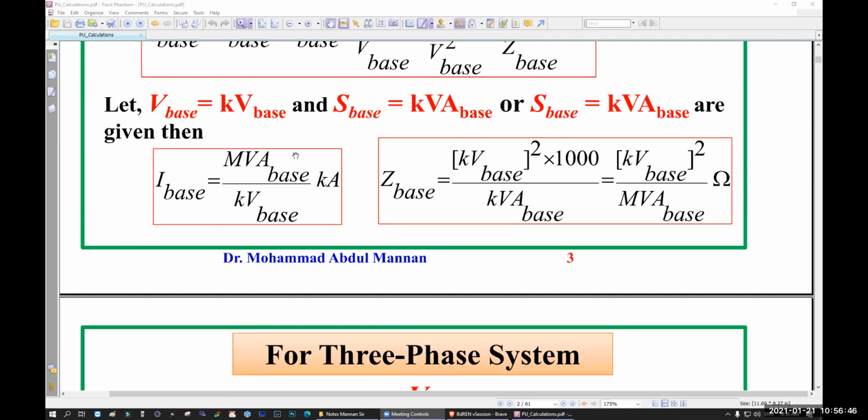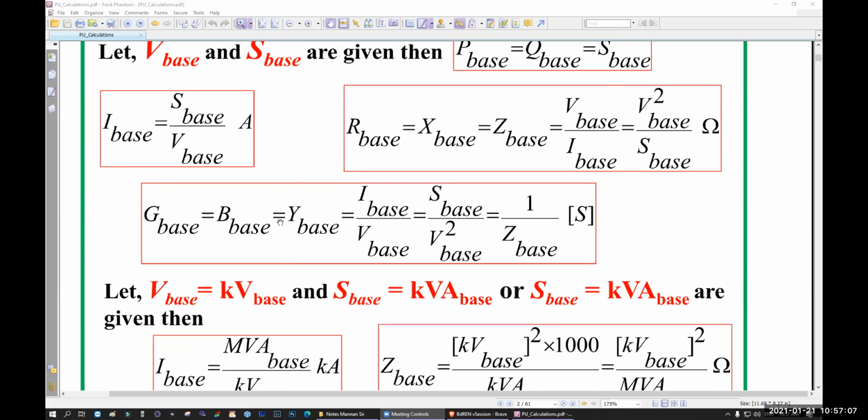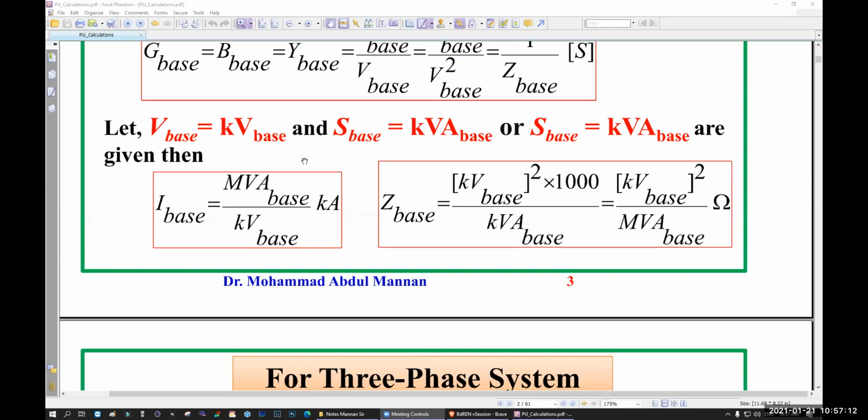So you do not have to worry if your concept is clear. Kilo, mega, nano, if your concepts are clear, you do not have to worry about this. You do not have to memorize this, because you already know it. If this is mega and this is kilo, they cancel each other and this will be kilo. You do not have to memorize a separate formula. MVA is given, kV is given, so I have to divide. I already talked about this, right?